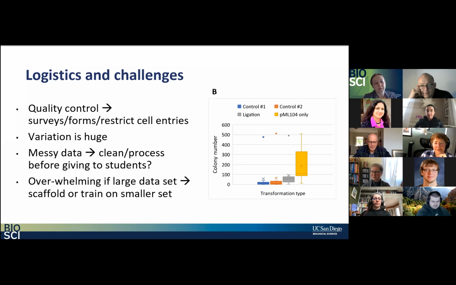And then something else that we all touched upon, that it can be really overwhelming when you have a large data set. So deciding if, again, is it your goal for them to figure out how to deal with an overwhelmingly huge data set, or do you want to scaffold? Do you want to do a training session on a small subset of data first and then release them to the big data set? We have found that quite helpful in our lab course, to do that sort of training on smaller data sets first and then set them loose on the big data set.